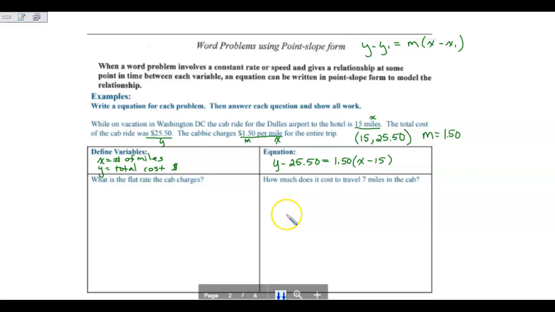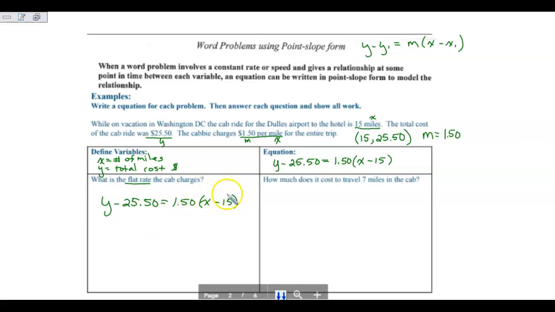They want to know what is the flat rate that the cab charges. So the flat rate, that's my initial rate. They didn't give it to us up here, but they're asking for it here. So one way to do this is to just simplify this equation down into the slope-intercept form, and that'll help us find our y-intercept. So let's take our equation, y minus $25.50 equals $1.50 times x minus 15.